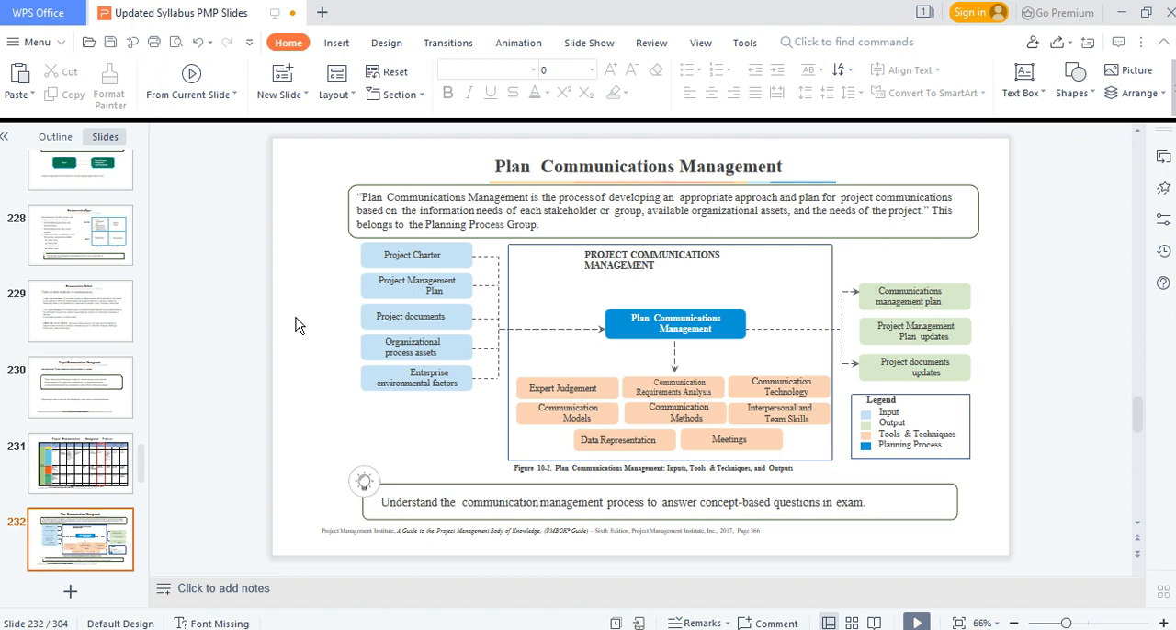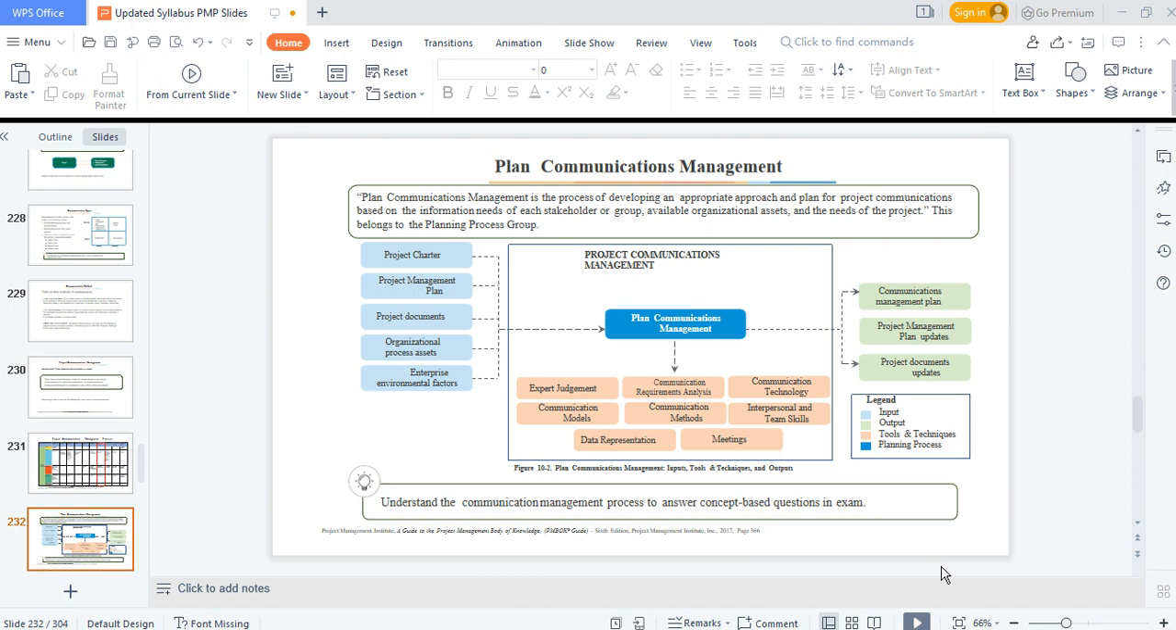Okay, the next thing, plan communication management. So this is one process group. So how do we do that? Expert judgment, communication requirements analysis, communication technology. So might be using some software or might be using some applications.